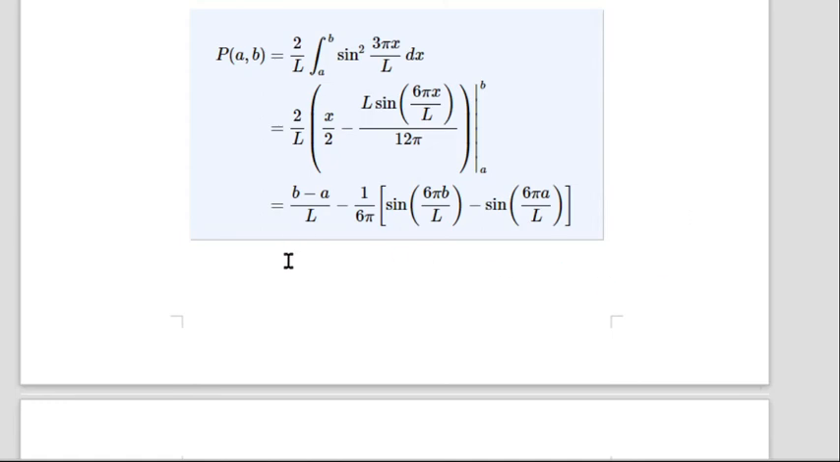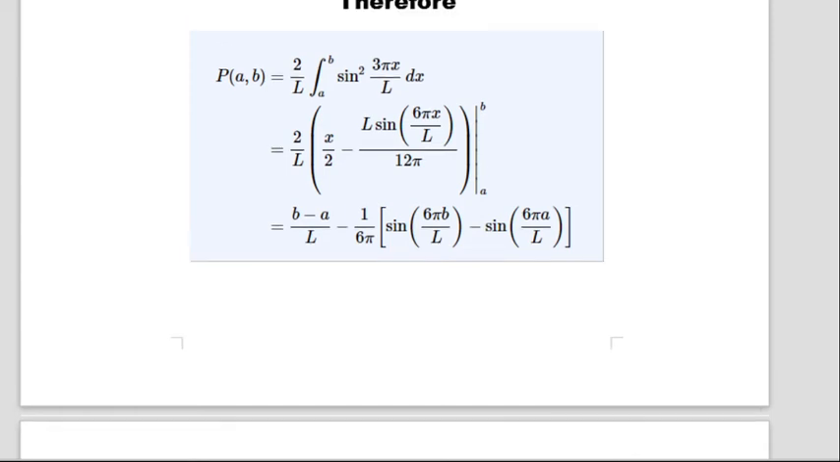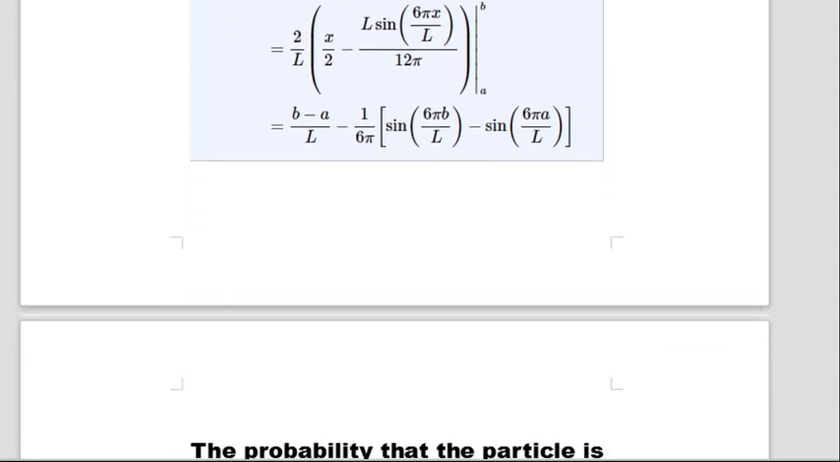When we apply limit, we can simplify it as B minus A by L minus 1 by 6 pi sine 6 pi B by L minus sine 6 pi A by L. So that is our integral for the probability between 2 points A and B. Now what we can do is put the value for A and B into this expression.